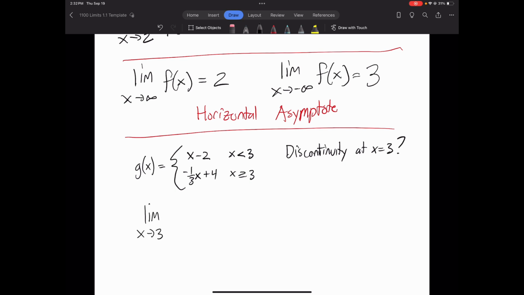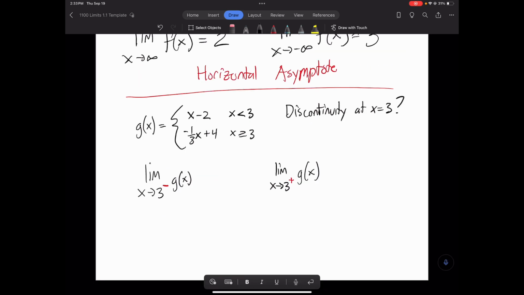Okay. Well, if I'm taking the limit as x approaches 3, I'm looking at what the function is doing as it approaches 3. Depending on what side of 3 you're on, if you're looking at numbers less than 3, the rule is different than if you're looking at numbers greater than 3, which means I need to approach this from two different directions. We're going to approach this from the negative direction and the positive direction, and look at what the function's doing from each of these directions.